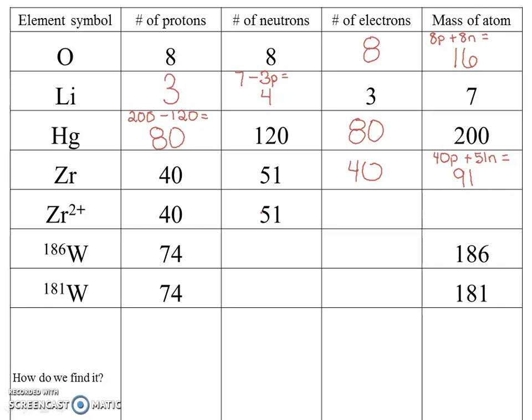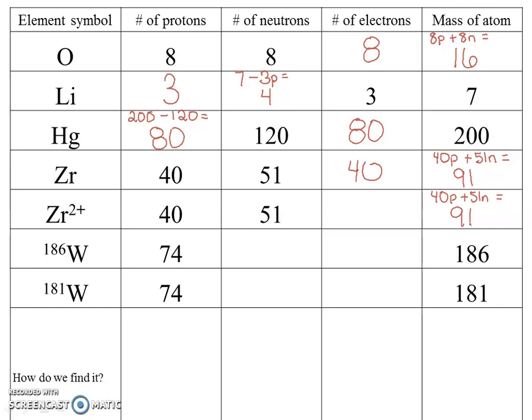And since the number of neutrons doesn't change and the number of protons doesn't change, it's safe to say that the 40 protons plus the 51 neutrons will give us the exact same mass for these two atoms, the atom zirconium and the ion zirconium 2 positive. So the difference must be in the charges.